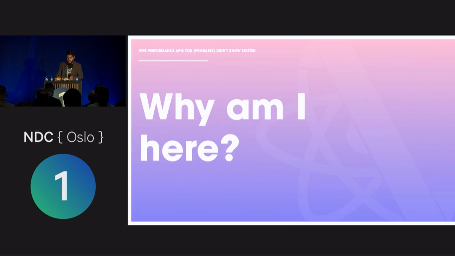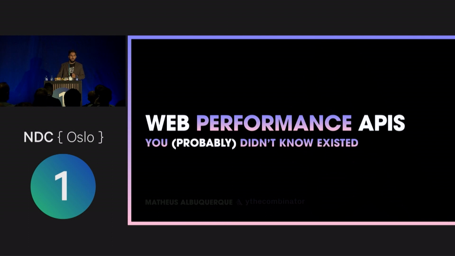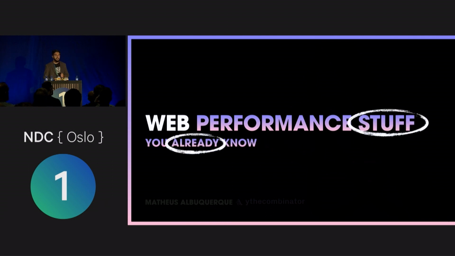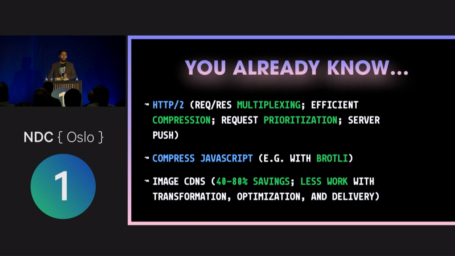So, a bit of the whys behind the session. Let's first discuss what we already know. We already know, for example, that we have HTTP2. It brings multiplexing and the push API and a lot of other interesting stuff. We know we should compress JavaScript most of the time with gzip, but we also have alternatives like Brotli, and people keep building more interesting ways to do that.